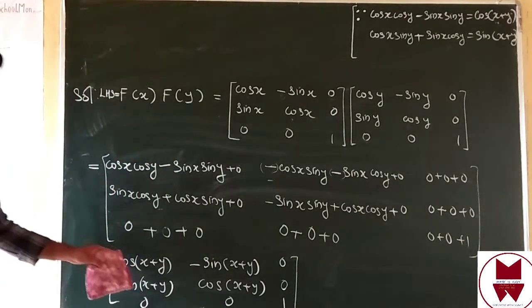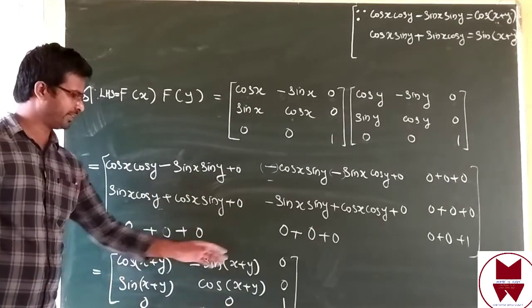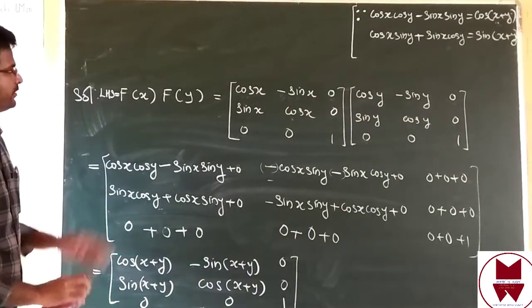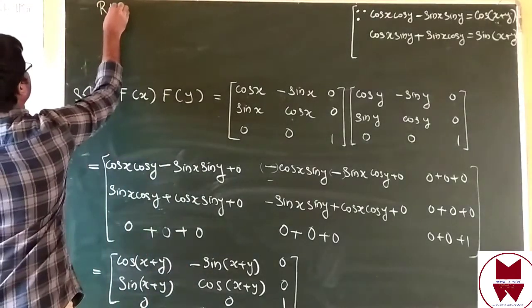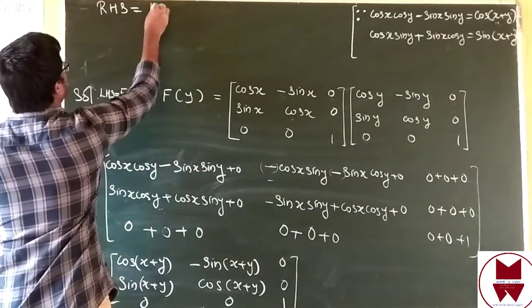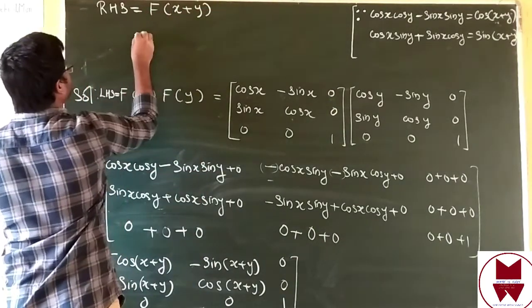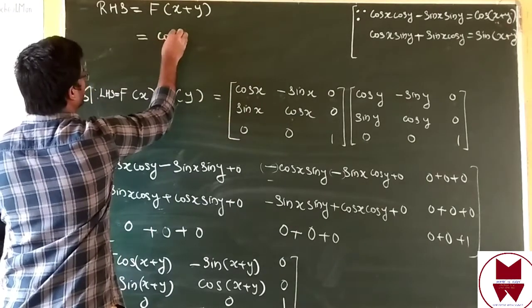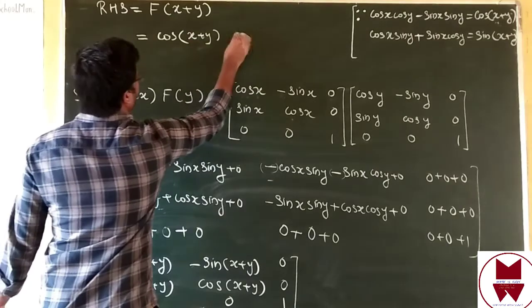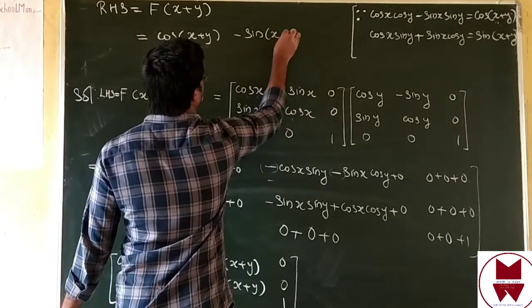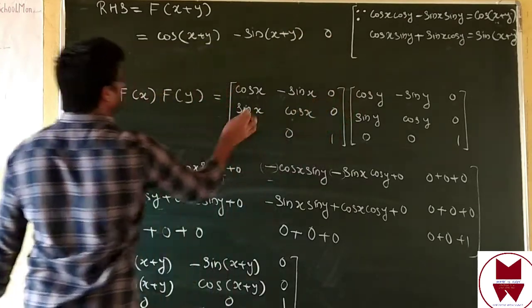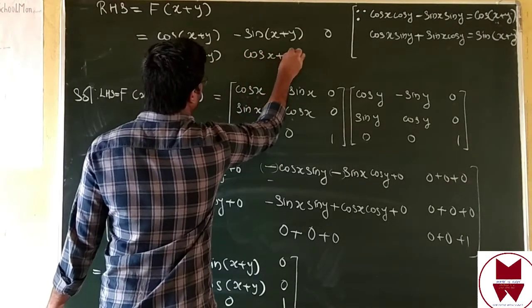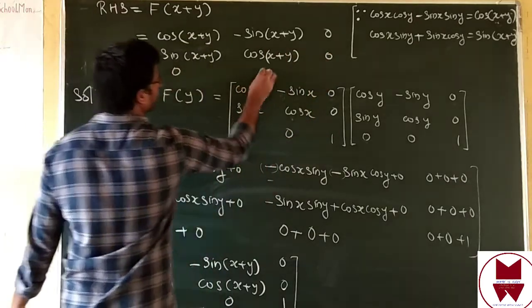Now we got the left side: cos of x plus y, minus sin of x plus y, 0, then sin of x plus y, cos of x plus y, 0, then 0, 0, 1. Now we can do the right side, RHS. In the question, RHS is f of x plus y. That means in the place of x, we have to give x plus y. We give cos of x plus y, minus sin of x plus y, 0, same 0. Then second row is sin of x plus y, then cos of x plus y, then 0. Then 0, 0, this 1.